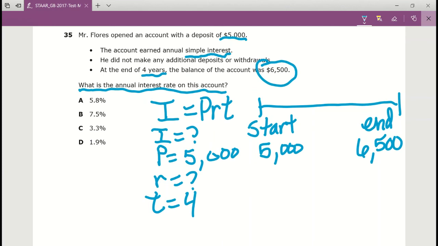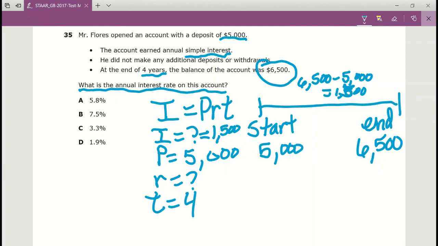So, start with 5,000, end with 6,500. So we do 6,500 minus 5,000. Again, we're trying to find by how much our money grew. And we notice our money grows by 1,500. So we can write that down here. We just figured out our interest, 1,500. So we have 3 knowns and 1 unknown. So let's plug back into our formula.